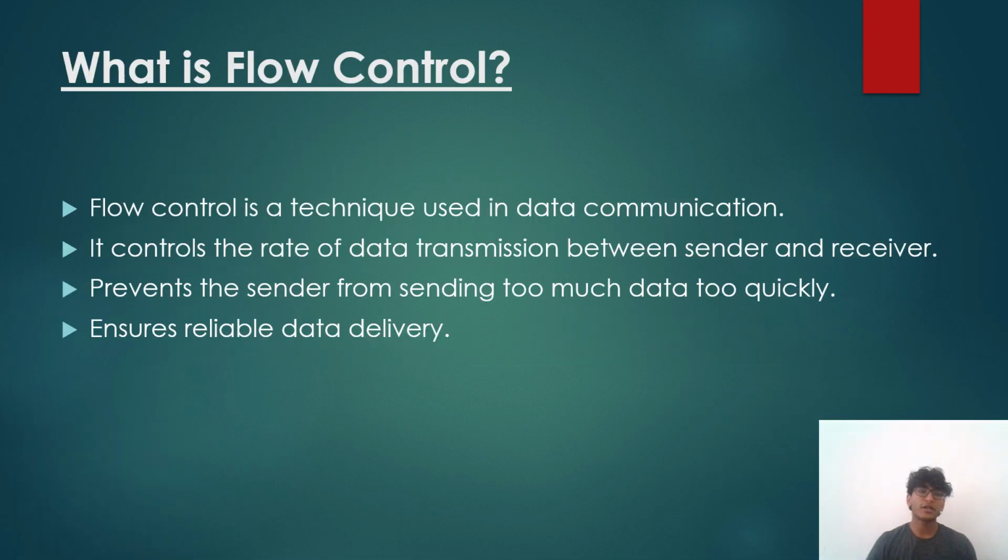So let's start with what is flow control. Flow control is a technique which is used in data communication. It basically controls the rate of data transmission between sender and receiver. It also prevents the sender from sending too much data too quickly. Also, it ensures reliable data delivery. Flow control ensures that the receiver can process incoming data without losing information. If data arrives faster than the receiver can handle, packets may be dropped.